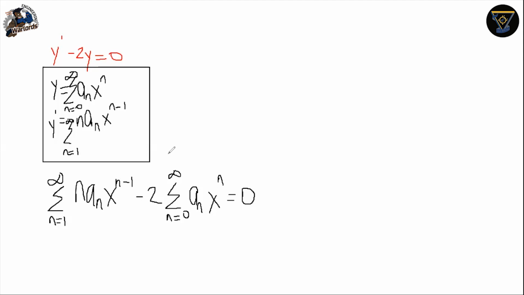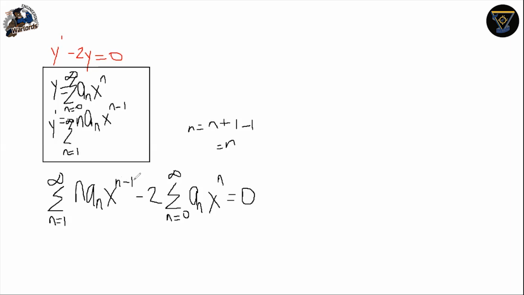Because if you say n equals n plus 1, if you put n equals n plus 1 here, it's going to be n plus 1 minus 1, which is just going to be equal to n. I hope you guys understand what I'm saying. So what you need to do is add 1 to where n is, right, to make it x^n.